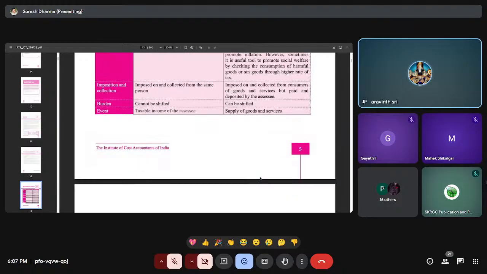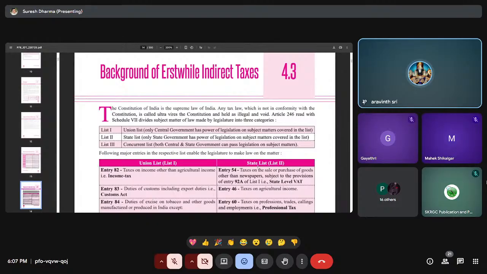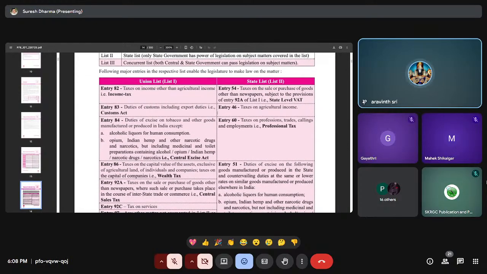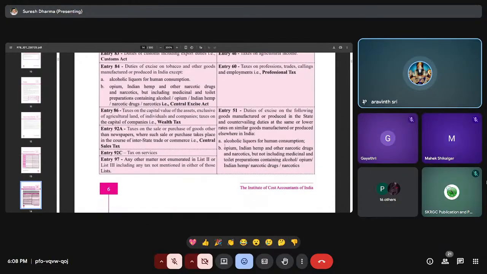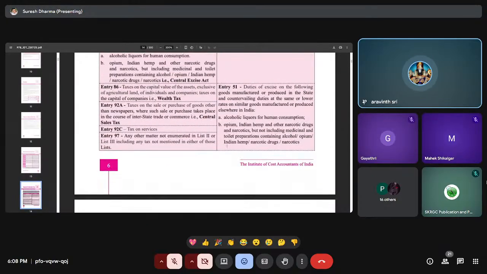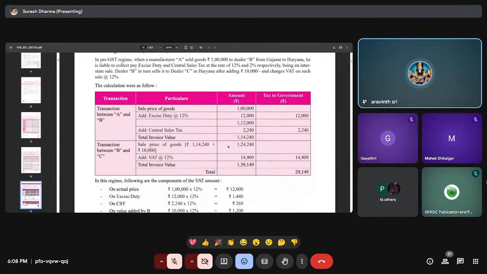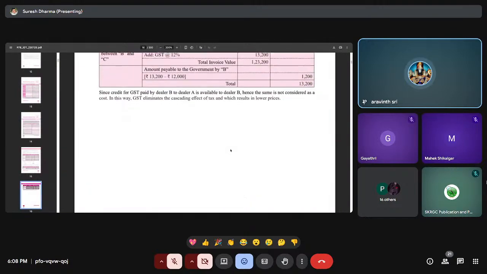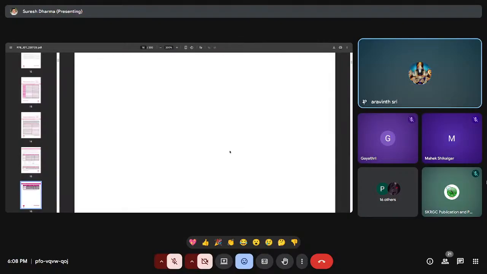Here we conclude the session. Please see the union and state lists. If you have the time or any other training program, I will keenly provide more about GST and how to register for GST. Here we conclude, Gayatri ma'am. Yes, sir. Here we conclude, ma'am.